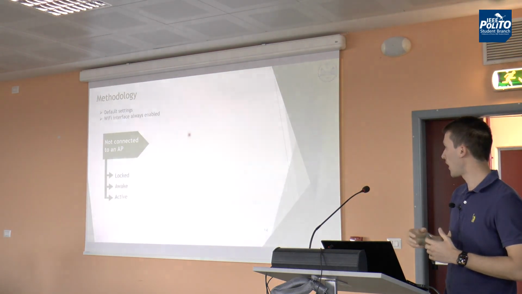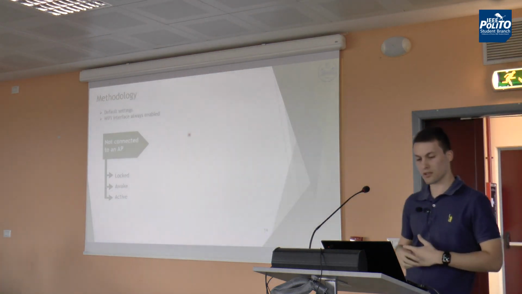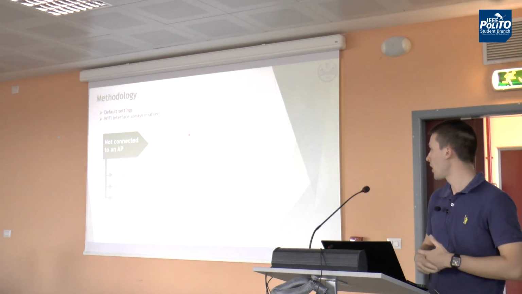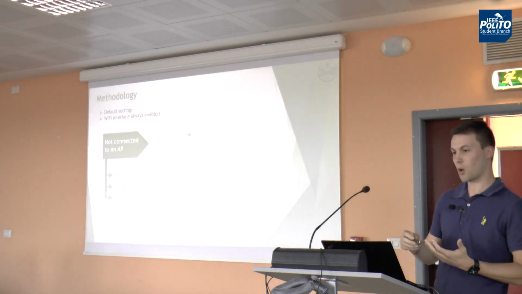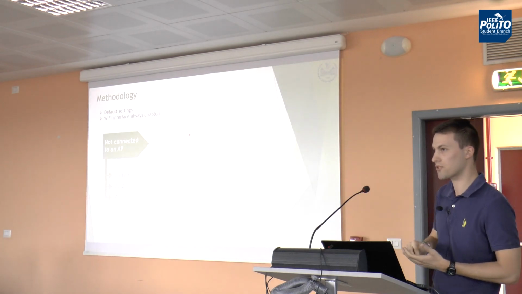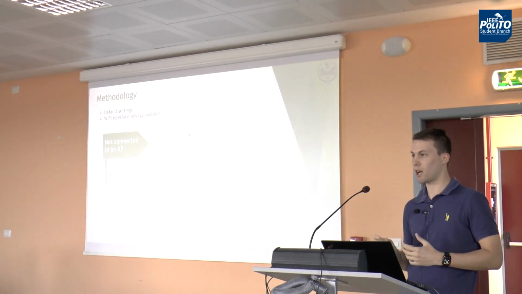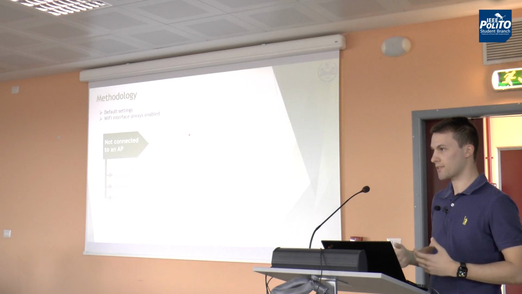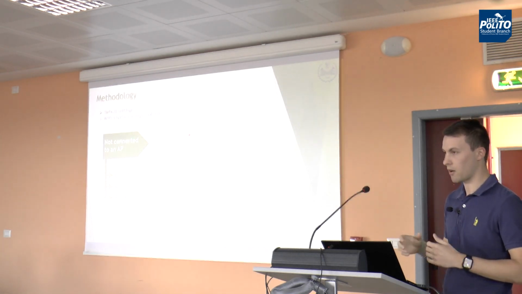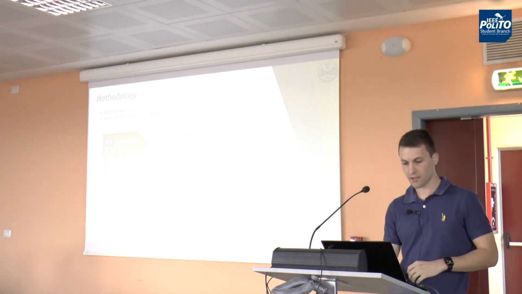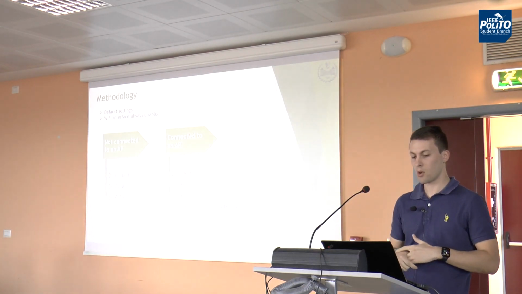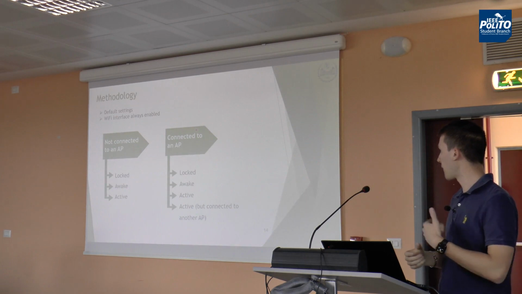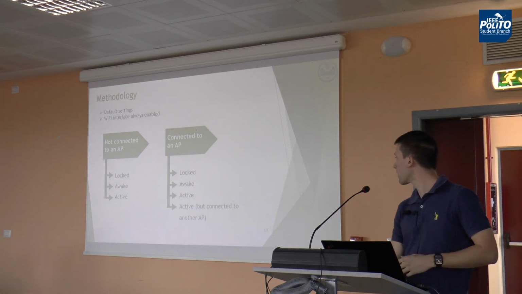So we divide our experiment in 3 phases: locked, awake, and active. Locked means the device was locked, nobody was touching it. Awake means that the device was locked and we just tap on the screen or press the power button to awake the device. And the active phase means that we were using the device, browsing the web or moving around the settings. And we repeat the same 3 phases when the device was connected to an access point. So before it was not connected, and after it was connected to an access point.